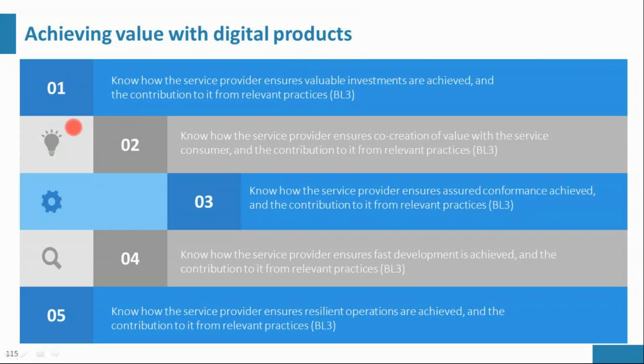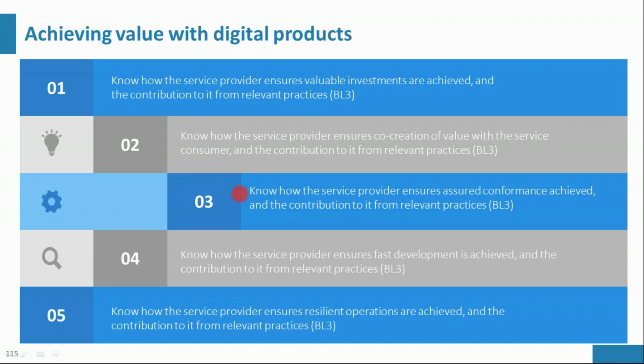In this section, we're going to learn how the service provider ensures valuable investments are achieved and the contribution of valuable investments from relevant practices. We're going to know how the service provider ensures co-creation of value with the service consumer and the contribution to co-creation of value from relevant practices.